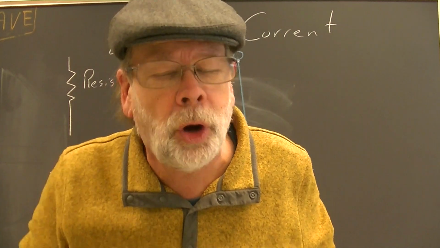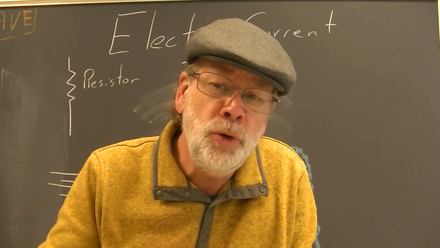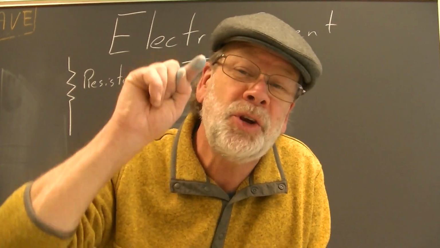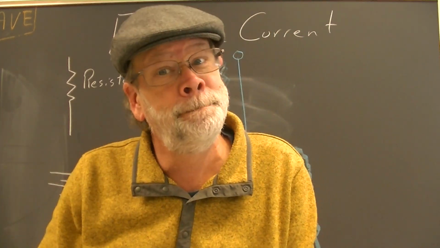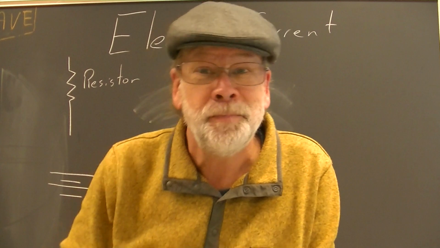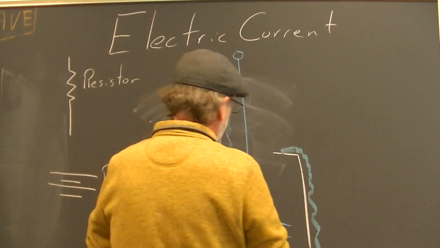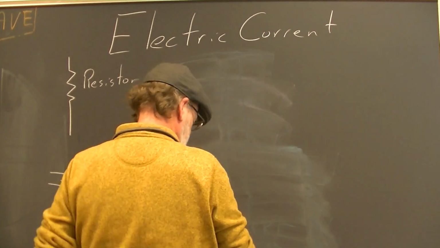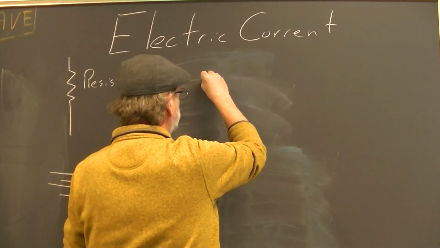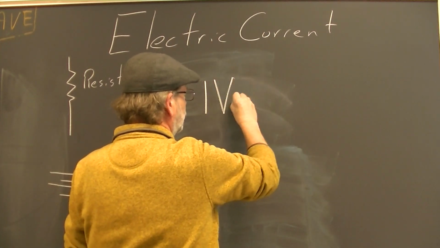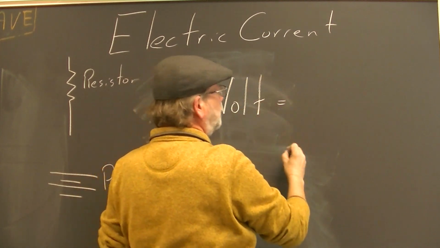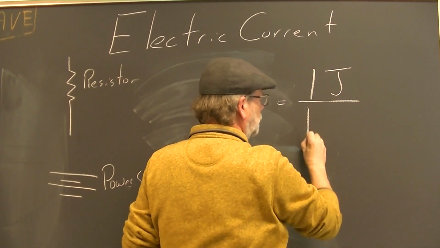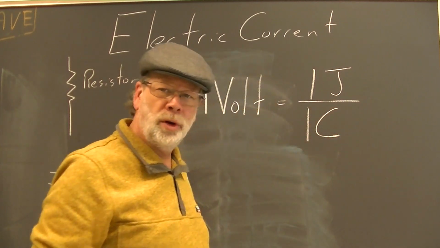Each coulomb of charge, if you do 1 joule's worth of work on each coulomb of charge, you have a new unit. Okay? That new unit then is what we would call 1 volt. So 1 volt is 1 joule's worth of work per 1 coulomb worth of charge.